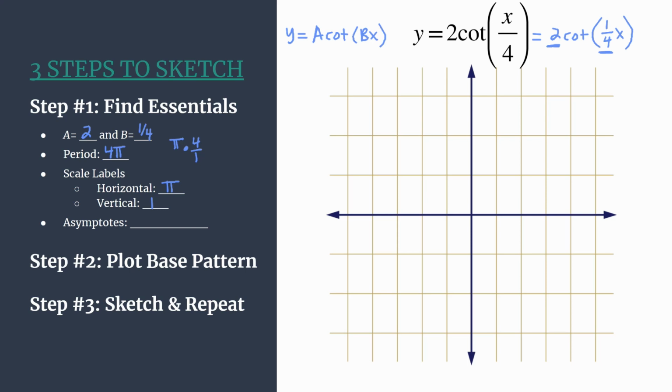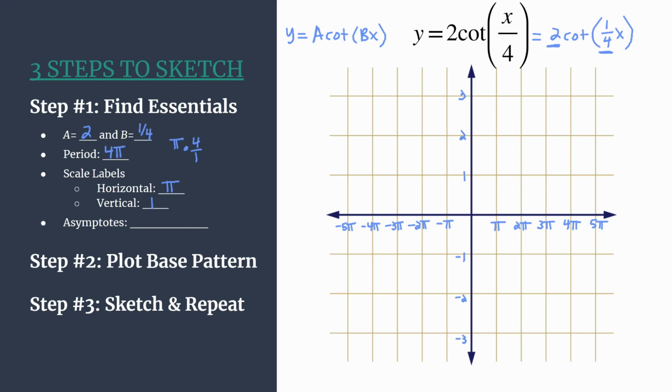Horizontal axis first, counting by pi is easy enough. We have 1 pi, 2 pi, 3 pi, 4 pi, 5 pi. And of course you could keep going, but we'll work with the grid we have here. Go in the negative direction as well. All the same values, just negative. And then we'll label our vertical axis counting by 1. So 1, 2, 3, and -1, -2, -3. All right, we're all set up with our grid here.